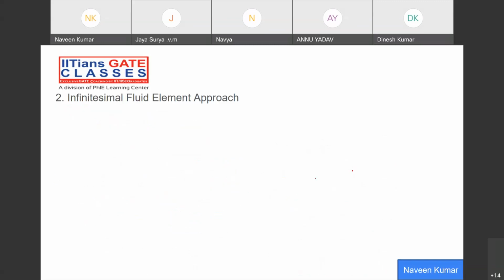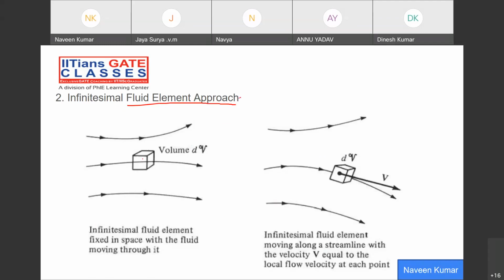Next is the infinitesimal fluid element approach, a small fluid element approach. You are taking a small element of volume dV, right? And it is also having the same cases. It is fixed at this point. Every time the fluid element would be different at this location, fixed in space. It is not moving with the fluid. And the second case is it is moving with the fluid. Now you are observing all the information. Okay, this is the second approach.